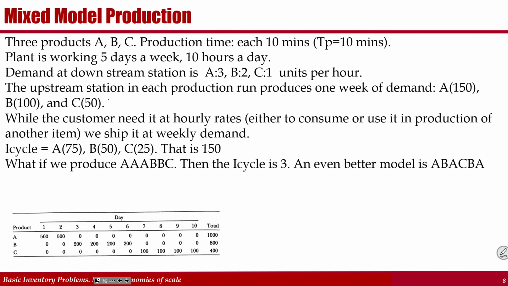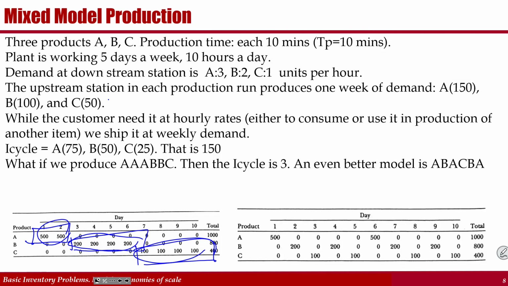Suppose we need 1000A, 800B, and 400C. One approach, if setup time is high, is to produce all A's and then set up the machine for B's, produce all B's, and then set up the machine for C's. A better approach may be this: produce 500A, then 200B, and 100C. Again, 200B, 100C, and then 500A. And then repeat it again.